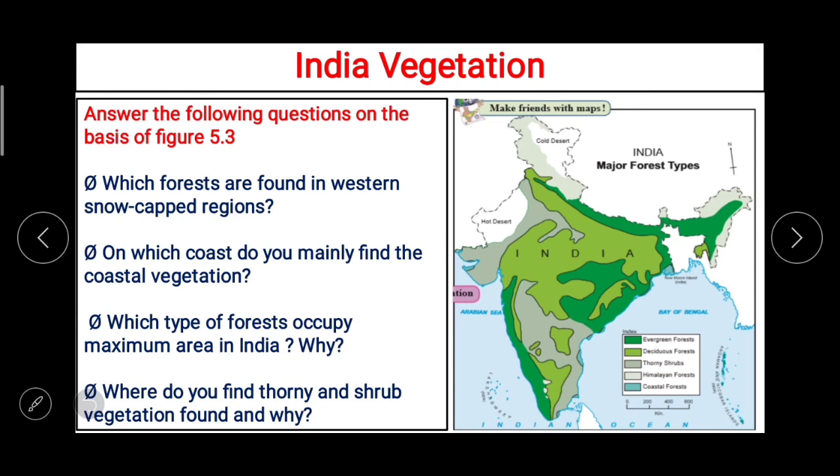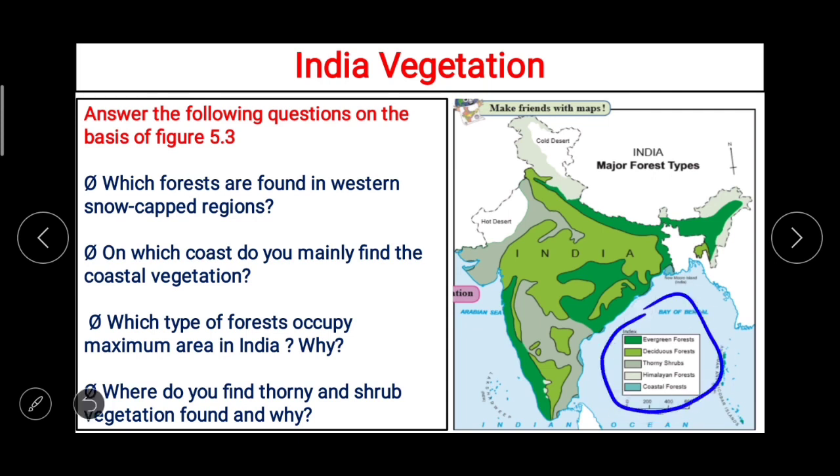Then now India vegetation, again the figure 5.3 which you can see on the screen, and the questions based on it. Which forests are found in western snow capped regions? Now by observing the given figure and by reading the questions, you have to answer these questions at least. On which coast do you mainly find the coastal vegetation? Which type of forest occupy maximum area in India, and why? Now by using this index you can answer all the questions.